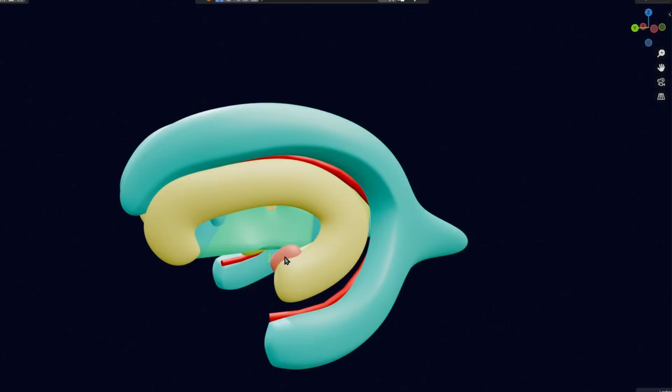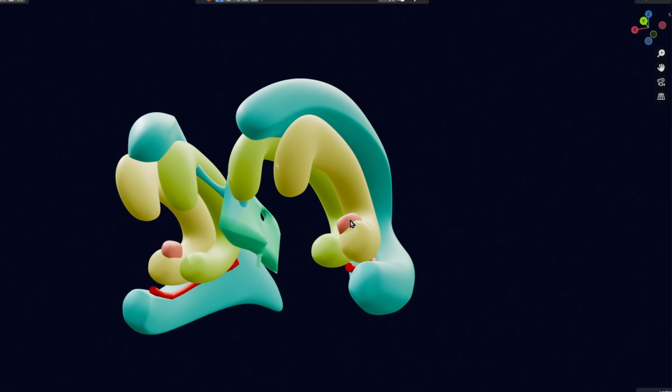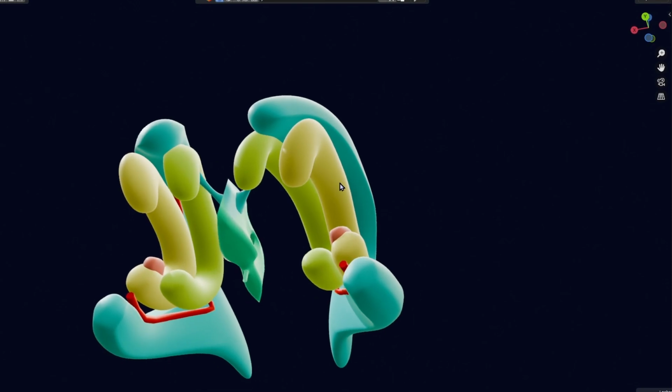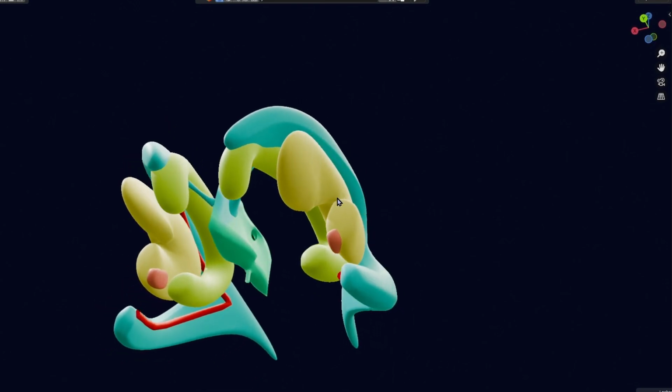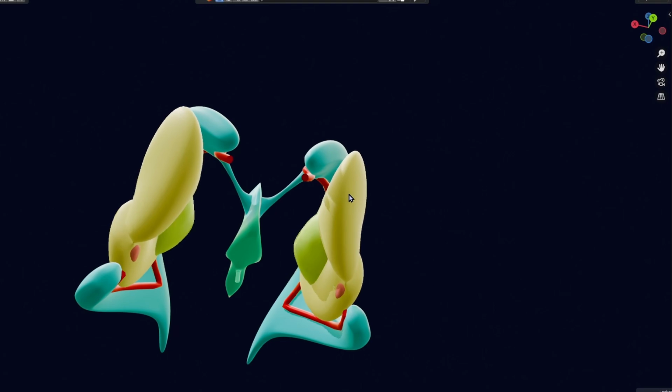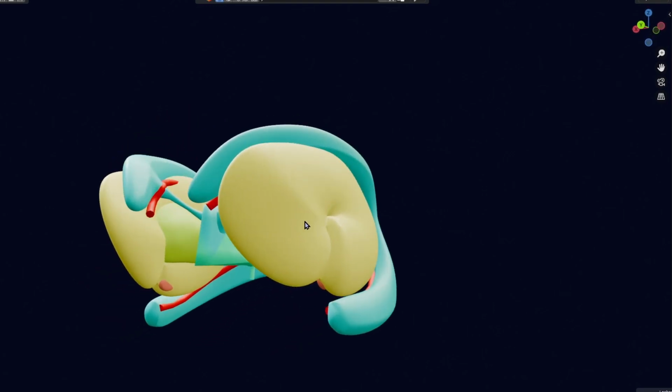And this caudal ganglionic eminence, which is the primordium of amygdaloid nucleus, will come to lie at the distal tip of this lateral ganglionic eminence. And this lateral ganglionic eminence as well as medial ganglionic eminence will also remodel like this, both of them, and they will form a structure like this.